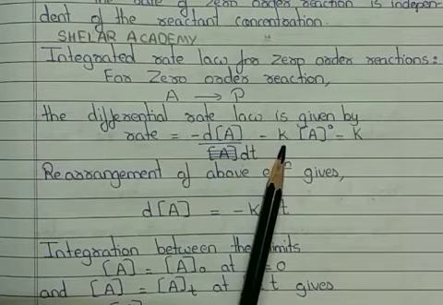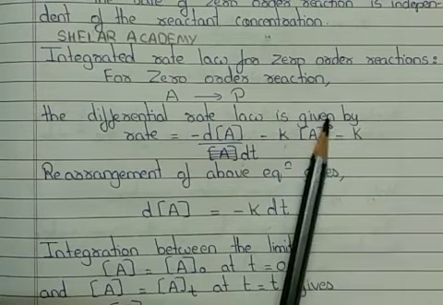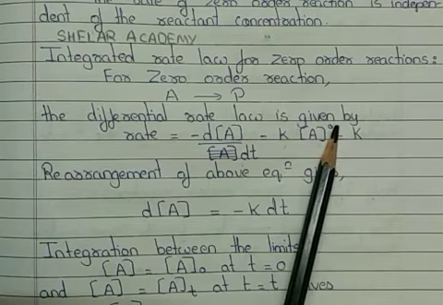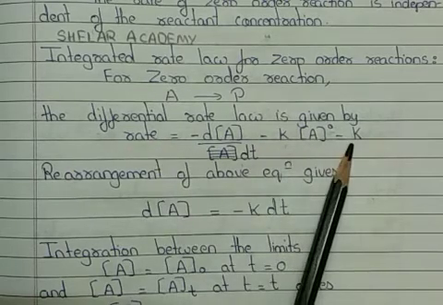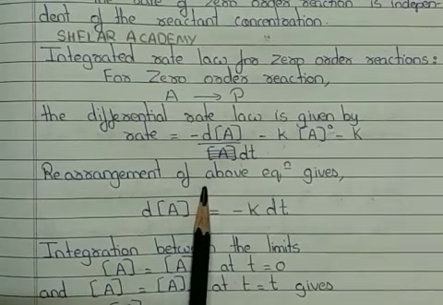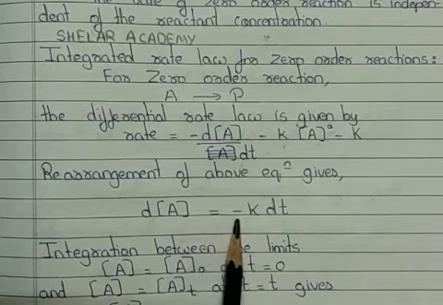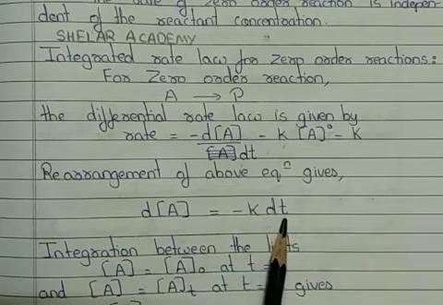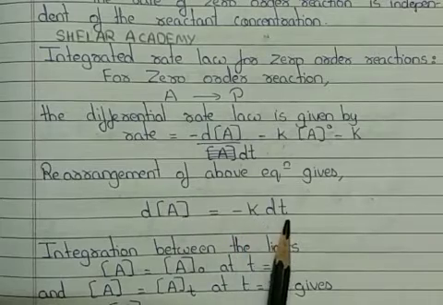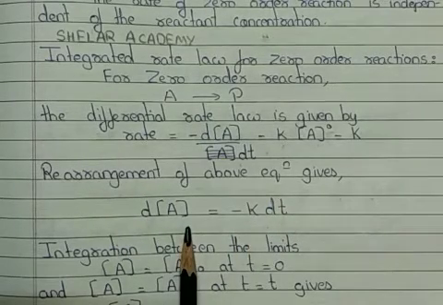Next, according to rate law, rate is equal to k concentration of A raised to the power 0, because it is a zero order reaction. Anything raised to the power 0 is 1, so simply rate is equal to k. Now this equation, we rearrange, giving change in concentration of A is equal to minus k dt. Now we are going to integrate this equation.